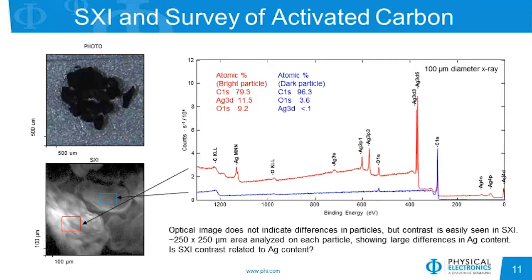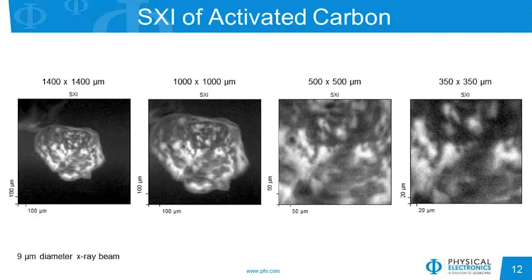Furthermore, looking at the particle to the bottom left that has the bright and dark features, we can see that there is possibly some more information that we can extract if we really try to understand what is happening between those bright and dark features. And so again, we can ask the question: is this SXI contrast that we're seeing possibly related to the silver content that we saw from the average survey? And now what we're looking at is a different particle that also shows the bright and dark features in the SXI.